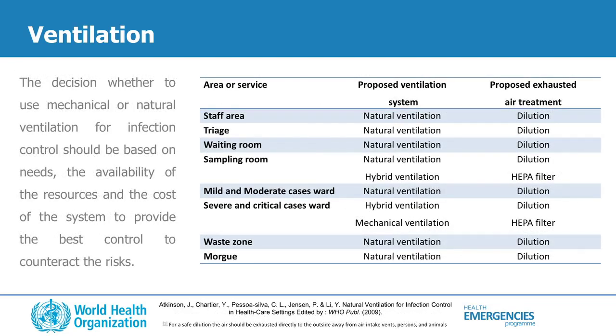The decision whether to use mechanical or natural ventilation for infection control should be based on needs and availability of the resources and the cost of the system, to provide the best control to counteract the risk. However, a specific ventilation and exhausted air treatment system should be proposed for each one of the services or areas existing in the treatment center.